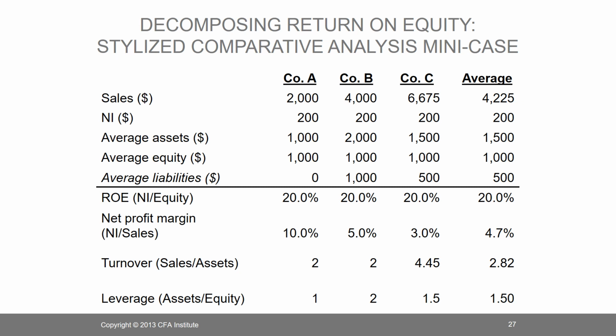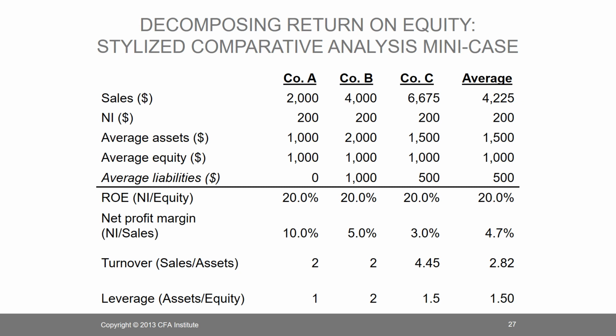So these are the three cases we discussed earlier. Was the return on equity derived by net profit margin, or by turnover, or you can call it efficiency, or by leverage? So let's look here. The three companies, as I mentioned, have the same exact return on equity. If you look at the return on equity line, you can see that the return on equity for each of the three companies is 20%.